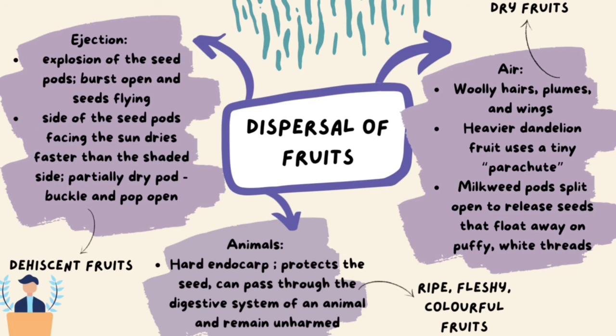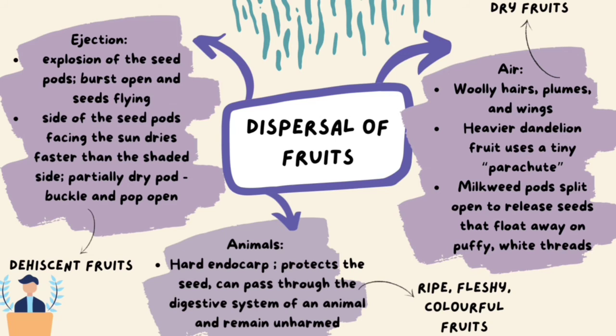Next, dispersal by ejection. Usually, the hyacinth fruit is dispersed by ejection. The characteristics of fruit dispersed by ejection are, for the first one, the explosion of the seed pods as they burst open and send their seeds flying. Then, the side of the seed pods facing the sun dries faster than the shaded area, causing the partially dry pod to buckle and pop open.